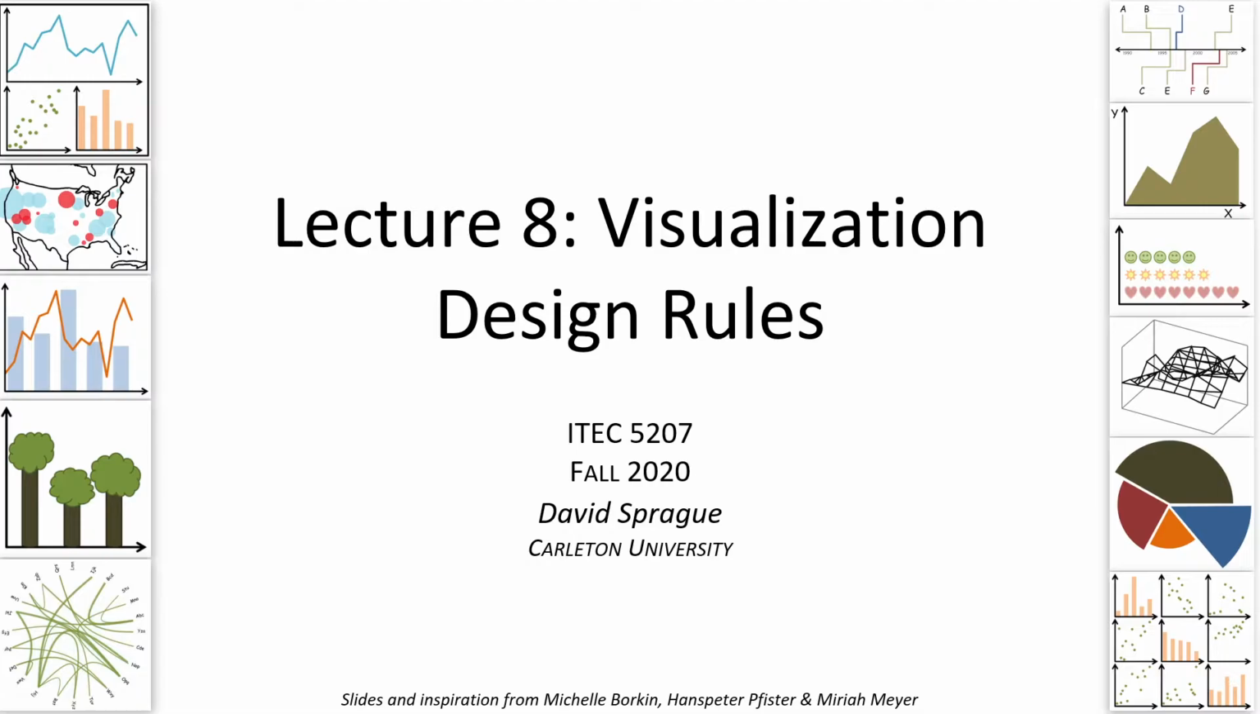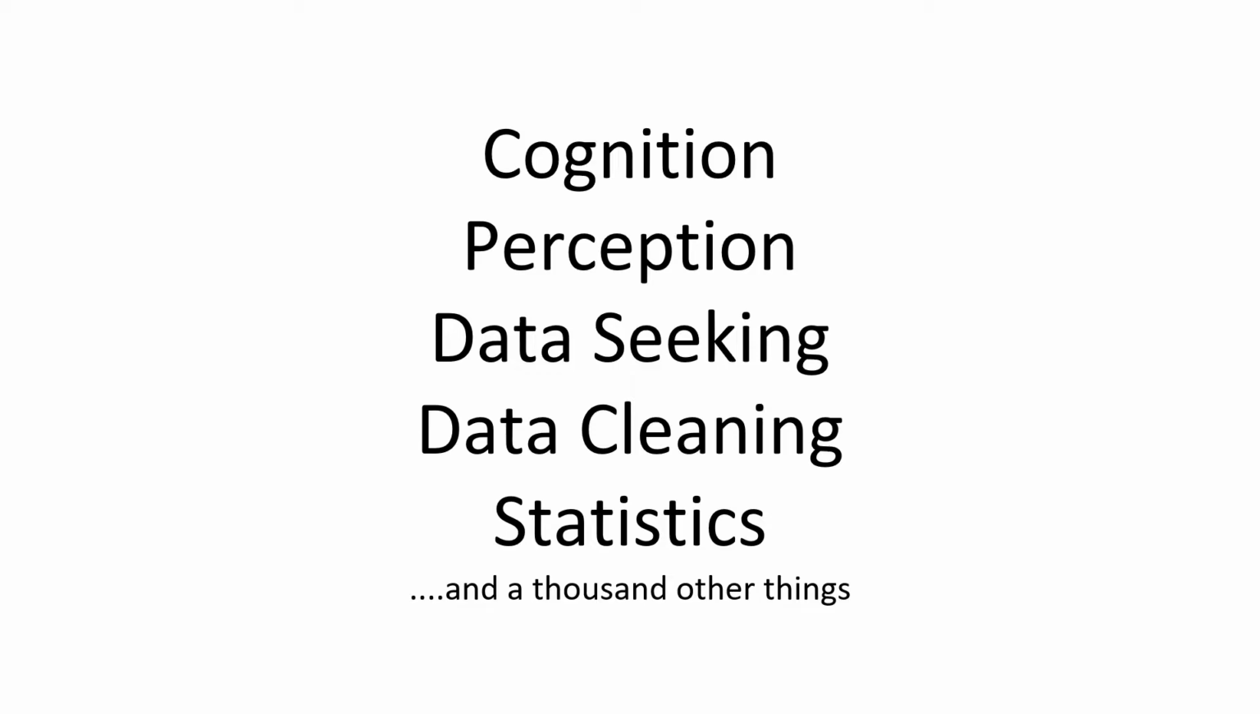A lot of this will be based off of how we design things based off of many of these rules. And this is going to be a bit of a Tufte fest after a little bit. So previously, we looked at cognition, perception, data seeking, data cleaning, statistics, and so many other things. We've covered a large breadth of stuff so far with this class.